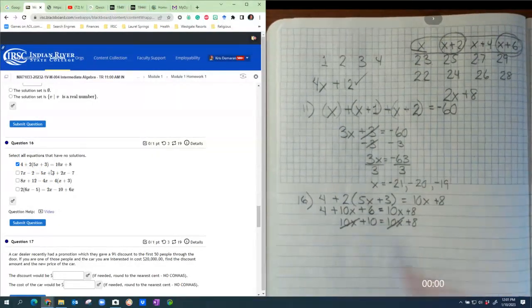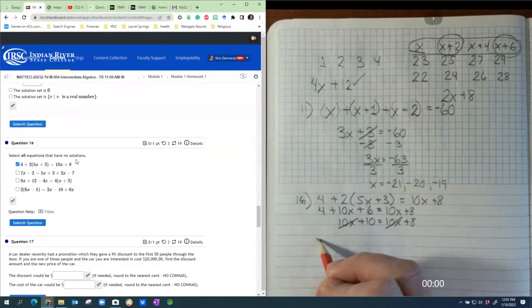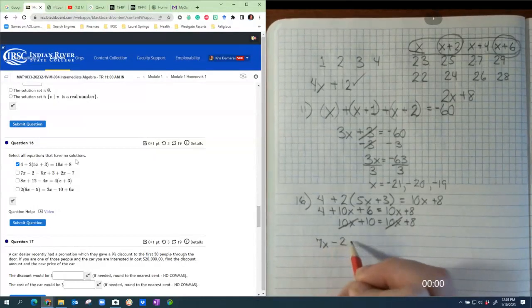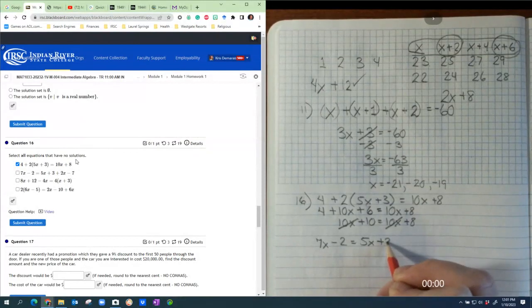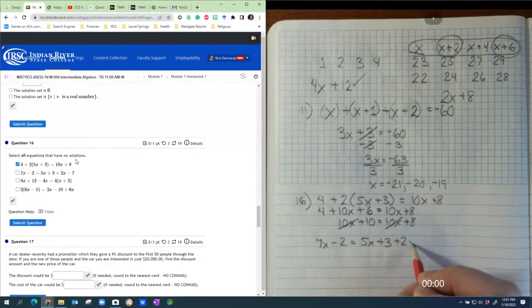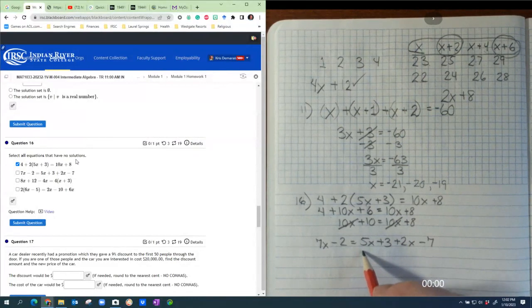Now we continue on with that by doing the same things for the other ones. So 7x minus 2 equals 5x plus 3 plus 2x minus 7. We're going to go ahead and combine these two together right here, and that's going to give us 7x.